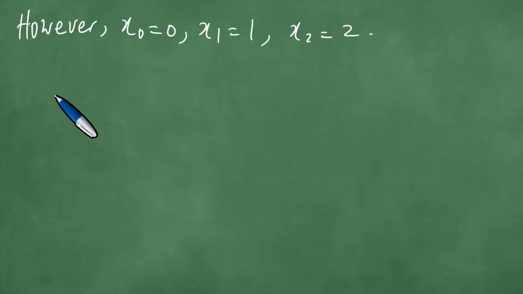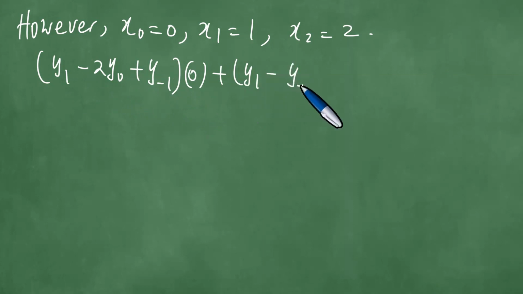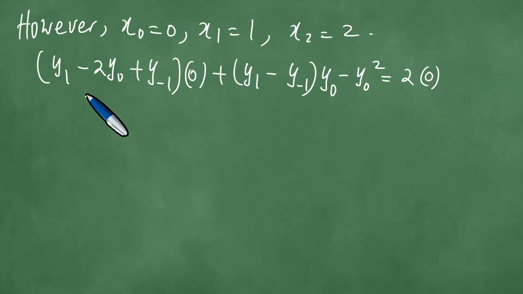So which means that you're going to have the following: y1 minus 2y0 plus y minus 1, over this one, the x0 is 0, plus y1 minus y sub minus 1, y0, y0 squared is equal to 2x0, which is 0. Next, we have y2, 2y1 plus y0.